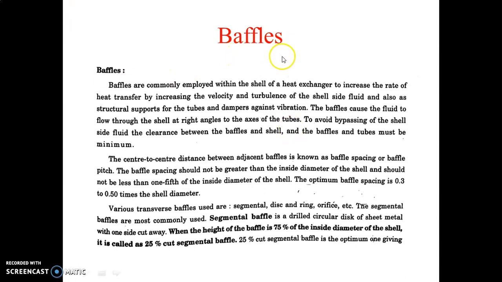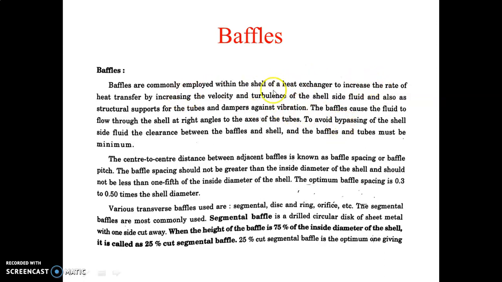So the next part is the baffle. Baffles are generally used within the shell of the heat exchanger to increase the rate of heat transfer by increasing the velocity and the turbulence of the shell side fluid, and also to provide structural support for the tubes and dampers against vibration. So what is meant by this?